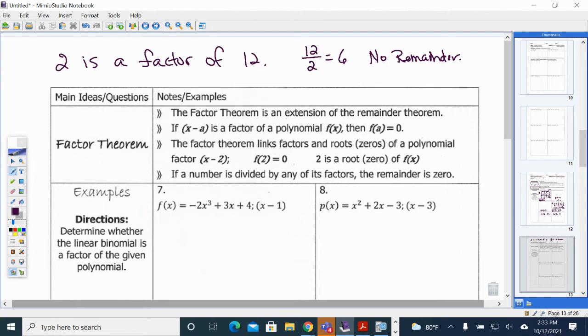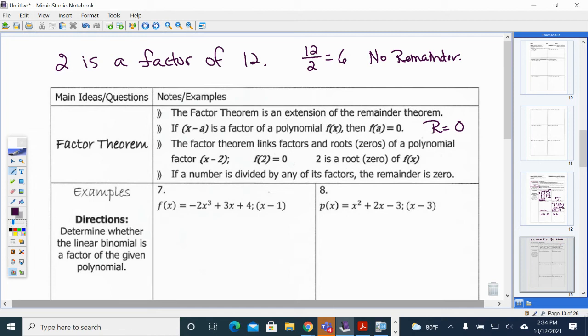The factor theorem is an extension of the remainder theorem or synthetic substitution. If x minus a is a factor of a polynomial f of x, then f of a is equal to 0. So the remainder is equal to 0 here. If the remainder is equal to 0, then we know that we've got a factor. The factor theorem links factors, roots, and zeros of a polynomial.